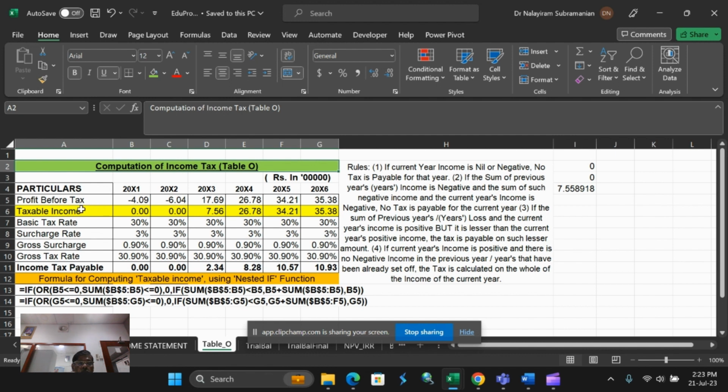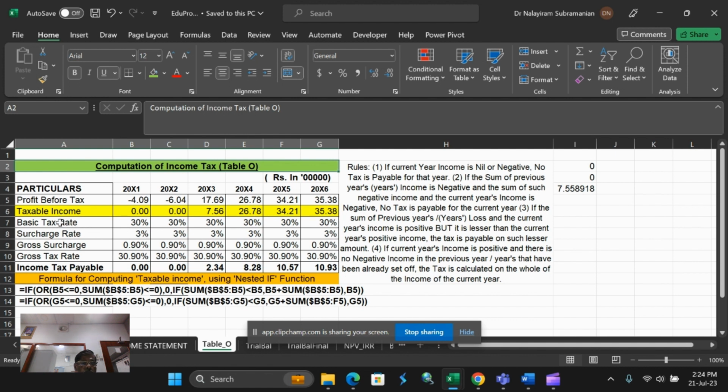One of the key adjustments which we have considered for the purpose of illustration here is on account of the loss that has been suffered by the business in the previous year or previous years. Fine. So there is a row for computation of taxable income. Our focus is on the formulae which have been entered in relation to this particular row.